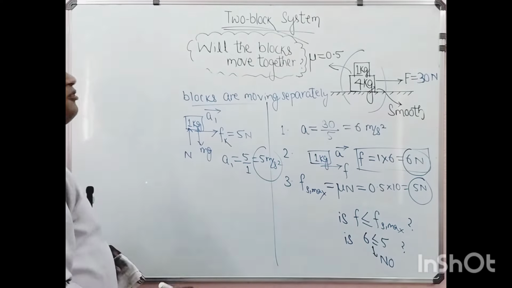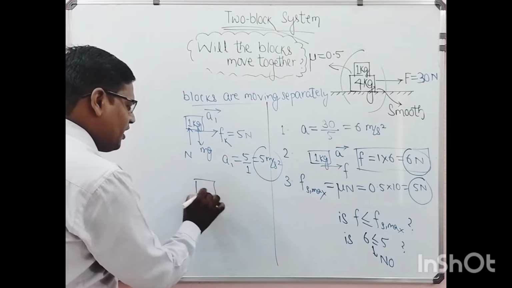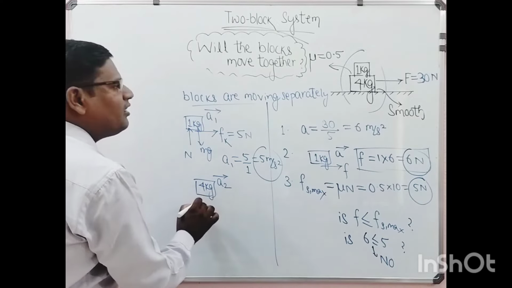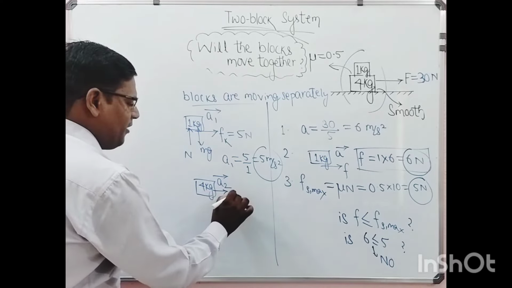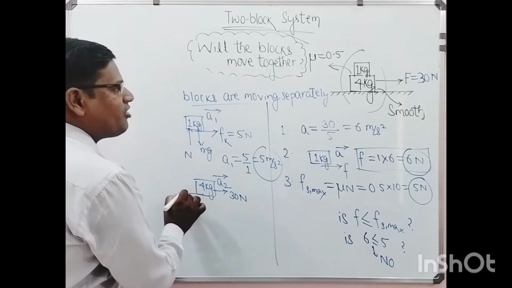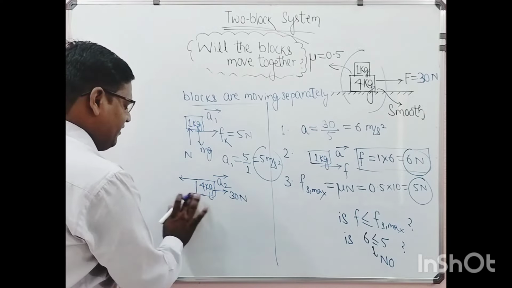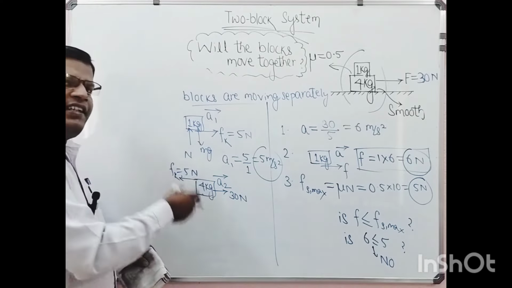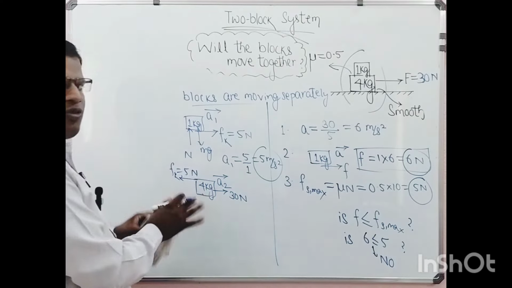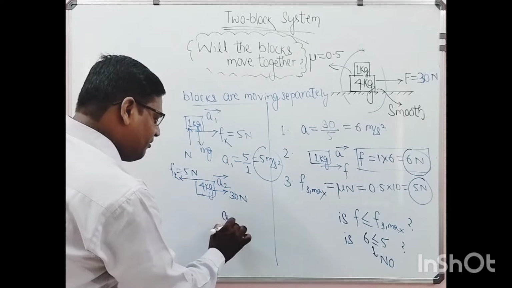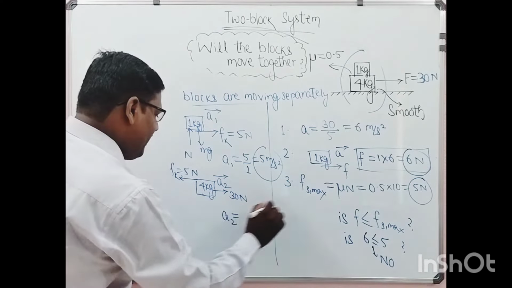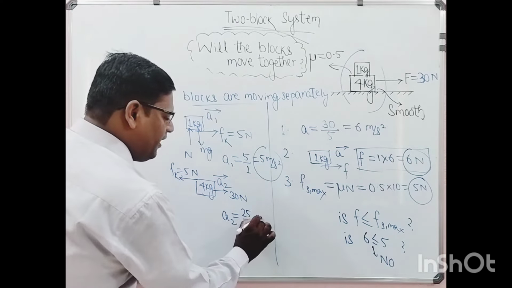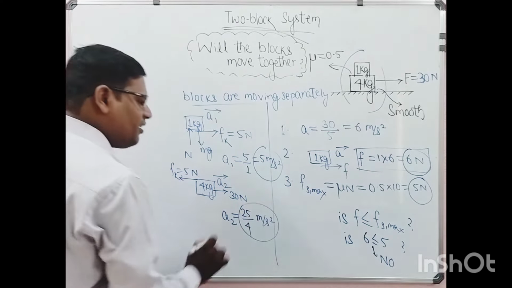Okay, now coming to the 4 kg block. So here is the 4 kg block. It is moving with acceleration a2. The forces acting are 30 Newton, the applied force. This side, kinetic friction is acting here. It is 5 Newton. And in the vertical direction, mg and normal are acting. I am not showing them. So the acceleration will be net force towards right, that is 25, by mass, that is 4. So 25 by 4 meter per second square.